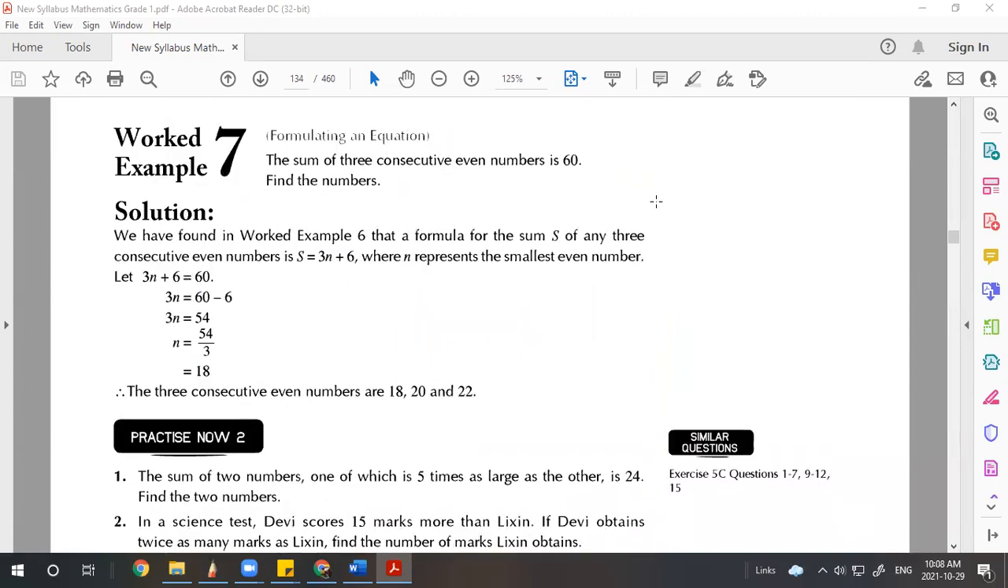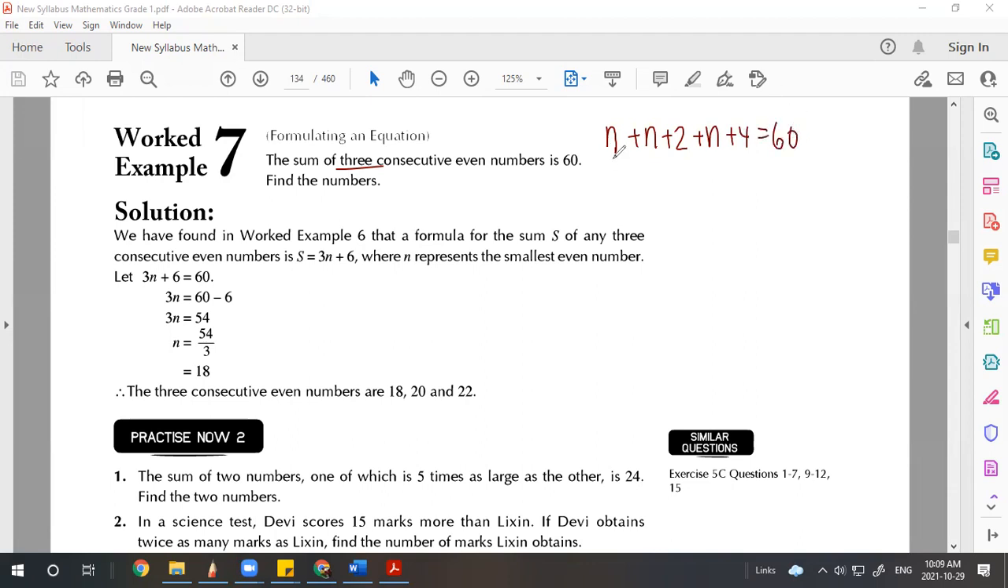The sum of 3 consecutive even numbers is 60, right? So what is an even number? An even number is a number that can be divided by 2, and from one even number to the next even number differs by 2, right? So we have 3 consecutive even numbers. Let's say the first number is n, the second number is n plus 2, the third number is n plus 4, right? The sum is 60.